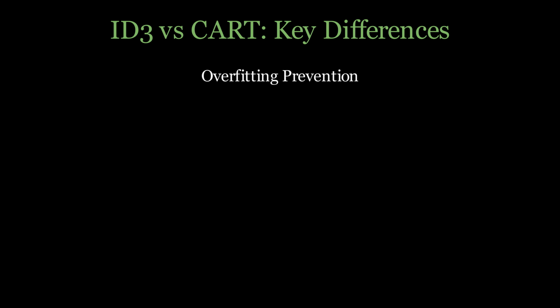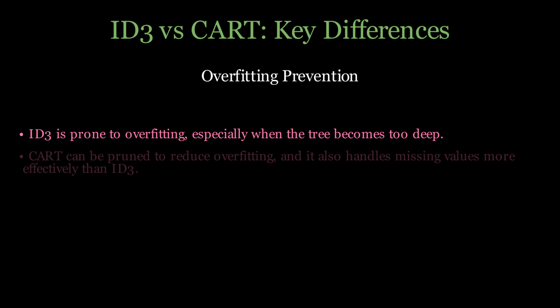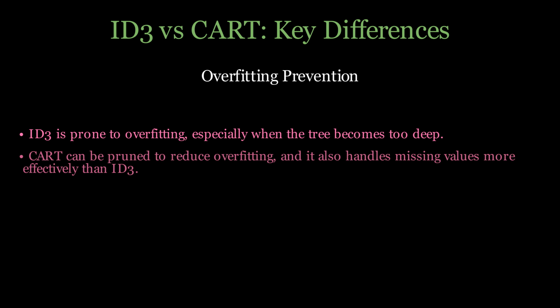Overfitting prevention. ID3 is prone to overfitting, especially when the tree becomes too deep. CART can be pruned to reduce overfitting, and it also handles missing values more effectively than ID3.